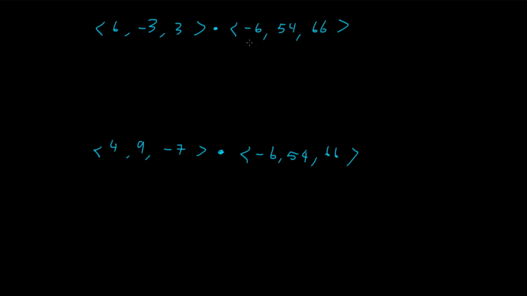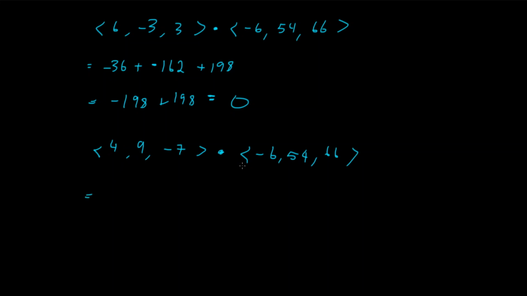Okay, this first dot product is going to be 6 times negative 6. We have negative 36 plus negative 3 times 54, that's negative 162. And then we have 3 times 66, that's 180 plus 18, 198. Negative 36 minus 162 is negative 198, plus 198 is equal to 0. And then down here, the dot product with the other vector and the final answer should also be 0.